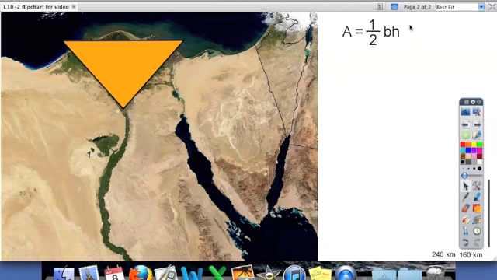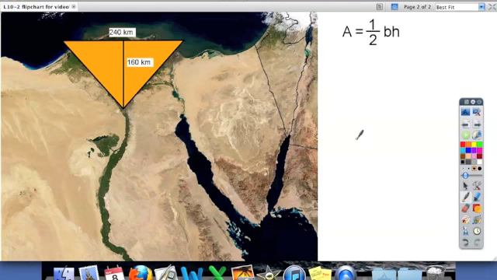And we can use our formula over here. Area of a triangle is 1/2 base times the height. Well, let's say that we know that the base of this triangle, this distance across here, is roughly 240 kilometers. And our height, that distance from the base to the highest point on that triangle, so this distance right here, let's say we know that distance is about 160 kilometers. Well, if we know that information, we can find the area of this whole Nile Delta.